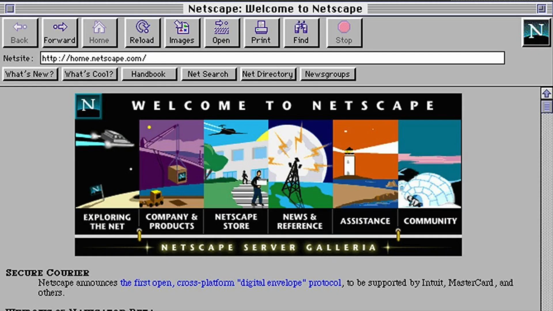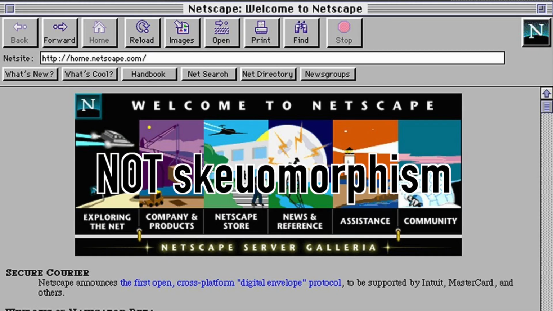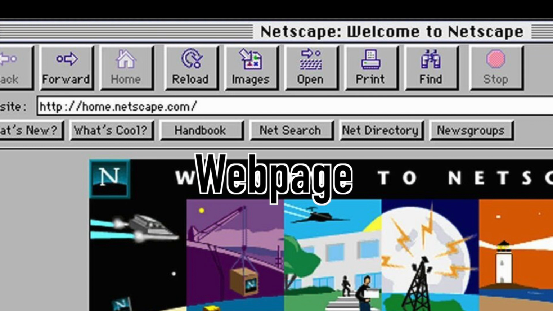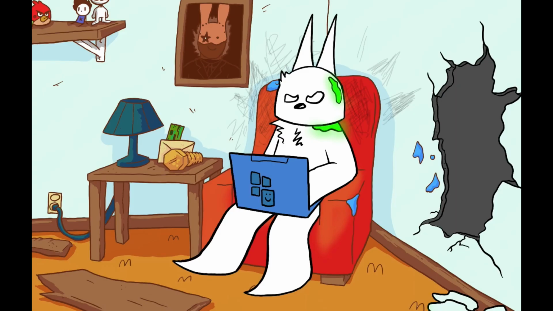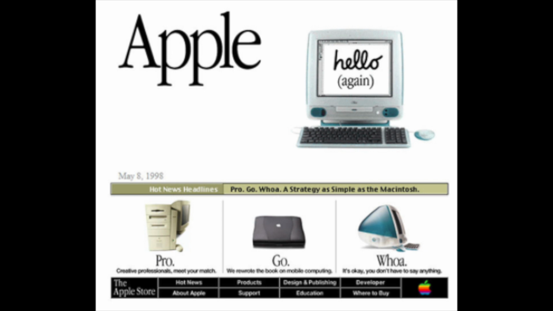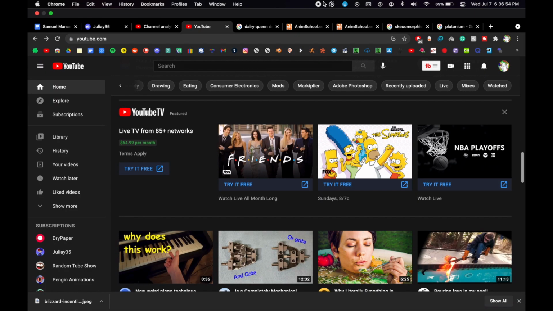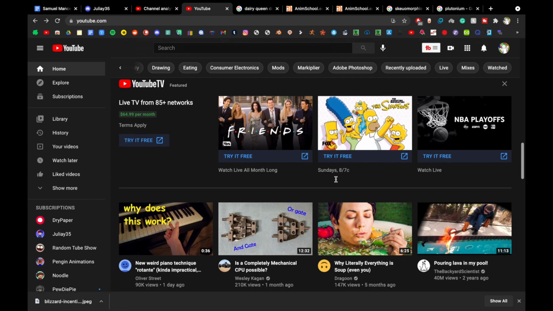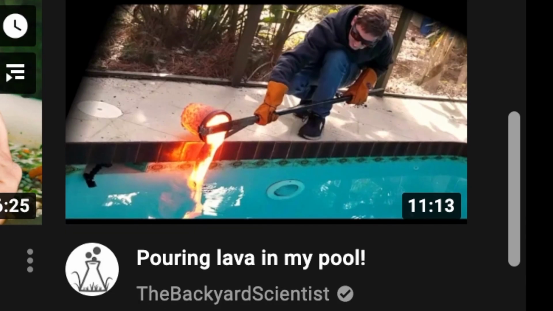I'm here to talk about why this should not be considered skeuomorphism. This is a web page from the early days of the internet. Back then, digital paper or websites had a much different ring to them. They had that feel to them, you know? The good old days. Just to look at these old pages bring back some sort of nostalgia. It's incredible. Okay, yeah, new YouTube looks kind of cool. It's sleek and pouring lava into my pool?